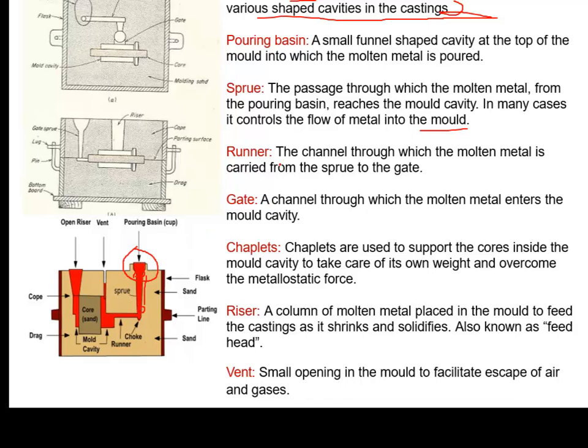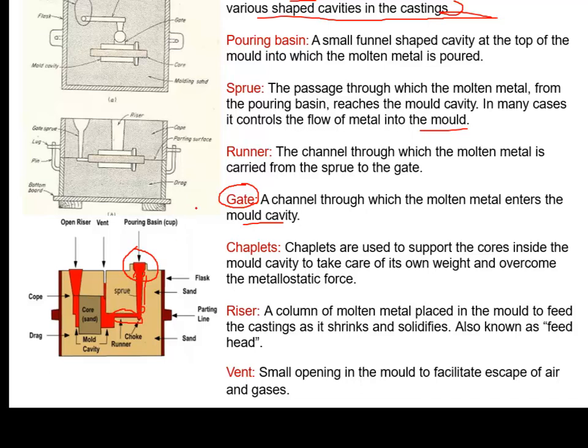Next is a runner, the channel through which the molten metal is carried from the sprue to the gate. We can see here the runner is there. From the sprue to the mold cavity, before the mold cavity, we can use a gate also. A gate is a channel through which the molten metal enters the mold cavity. The mold cavity can be far away from the sprue, so we use the gate also.